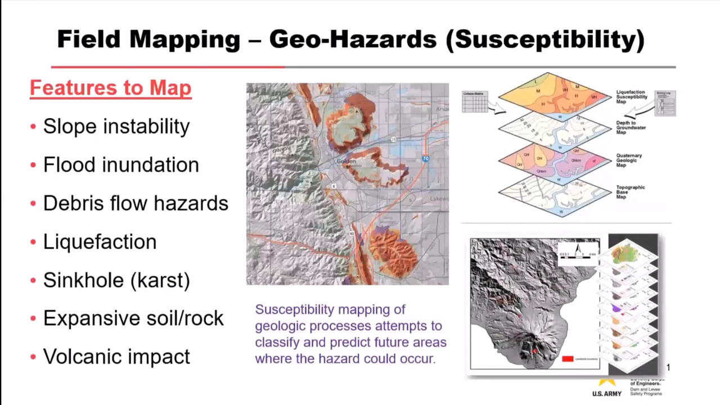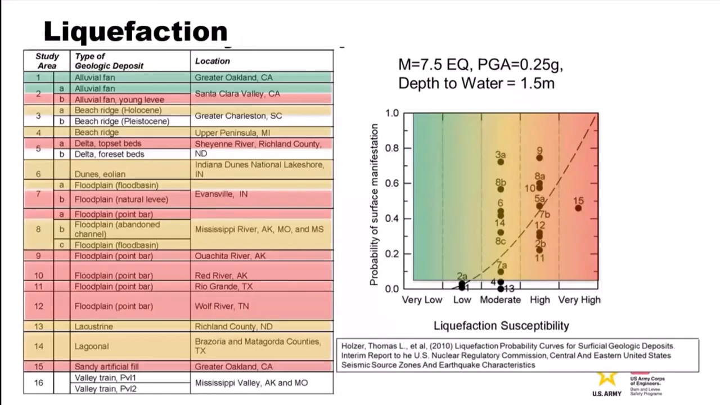Where's the low-lying areas? And you could have flood issues, debris flow hazards. You can map all these in a predictive sort of way using tools in the office and tools available, but also in the field, you can look for the features that support some of these.